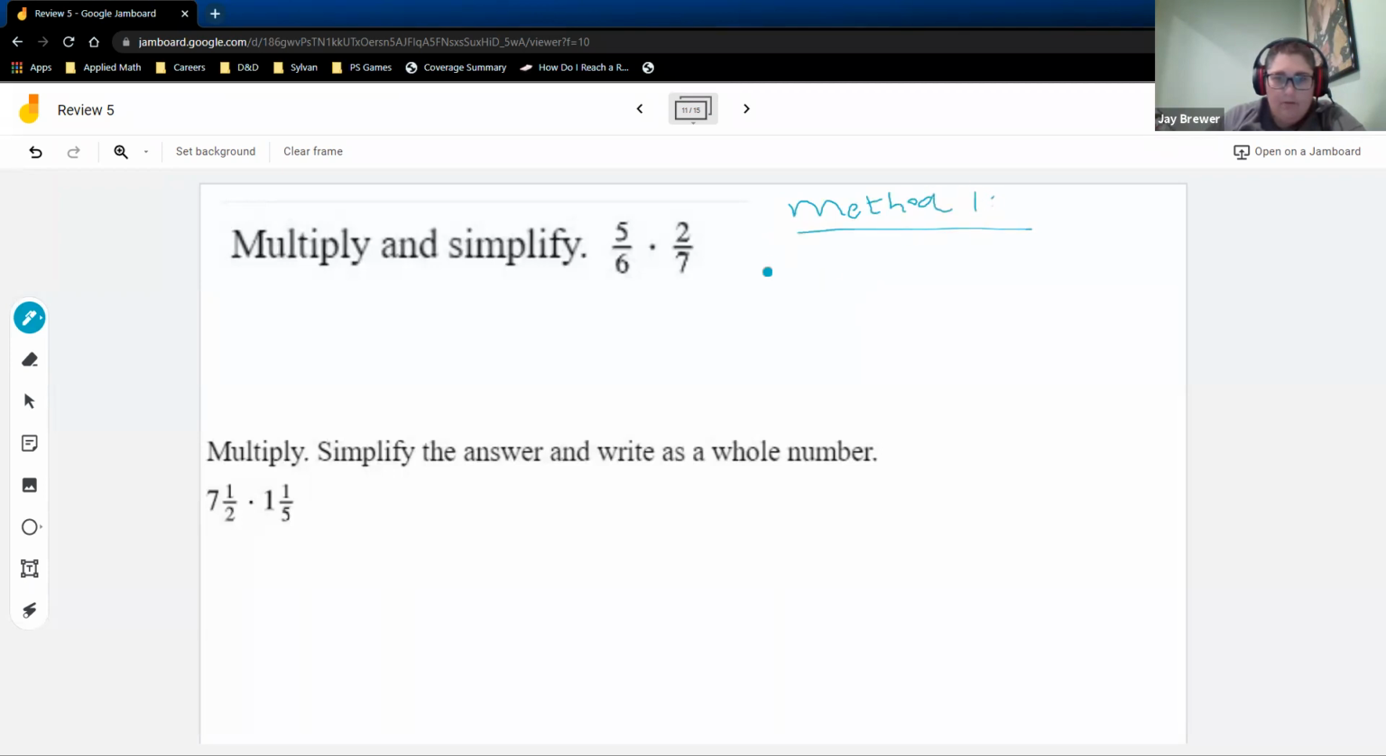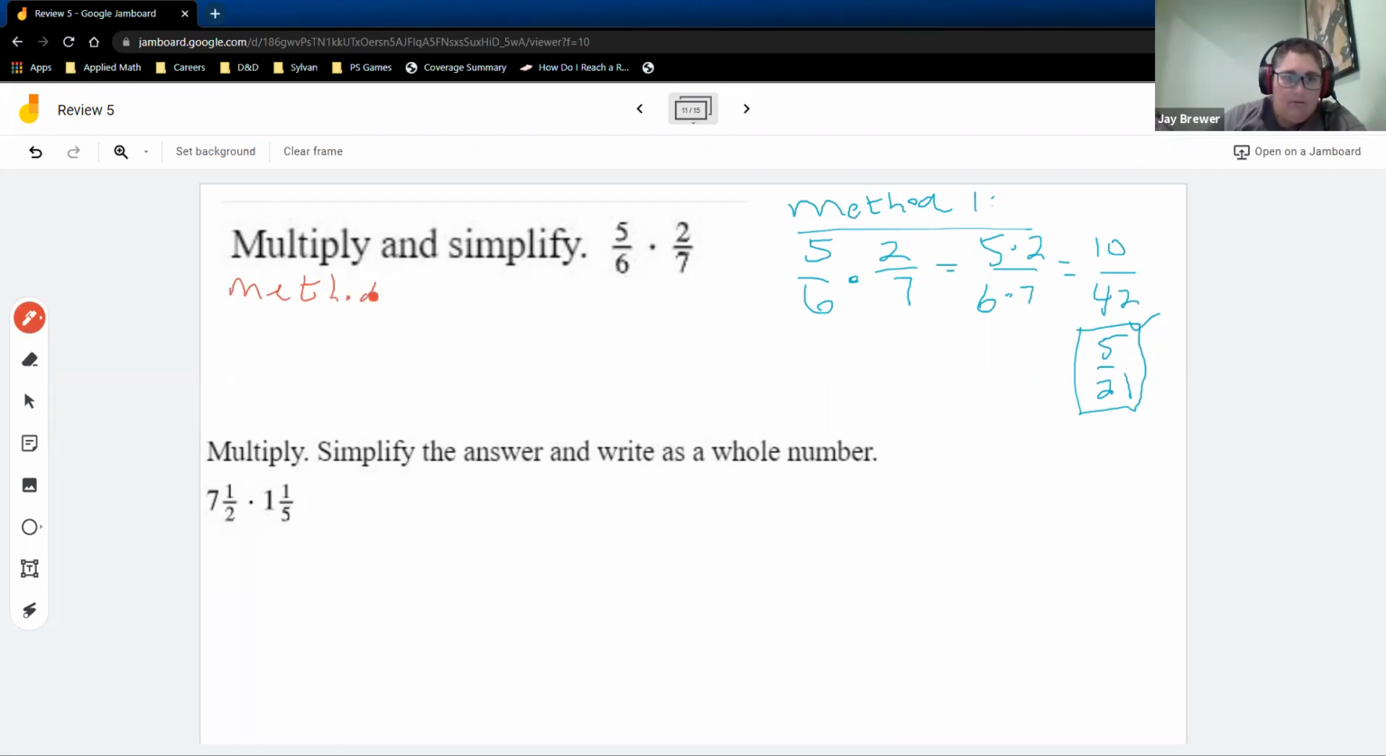Okay. We would just take 5/6 times 2/7, and you're just going to multiply straight across. So sometimes it helps students if they write it out like this: 5 times 2 over 6 times 7. 5 times 2 is 10. 6 times 7 is 42. 2 goes into each, so that's going to simplify to 5 over 21. That is a valid option. It's a valid method. Here's a second way, and I tend to like it a little bit better.